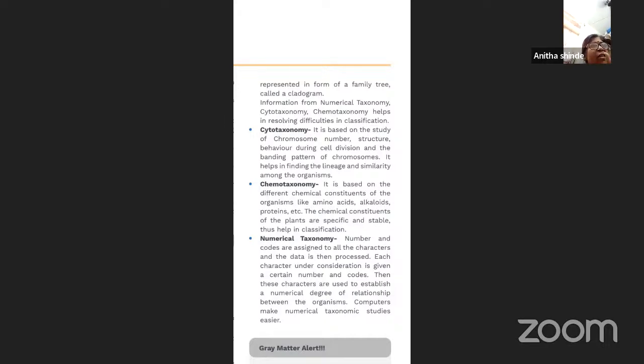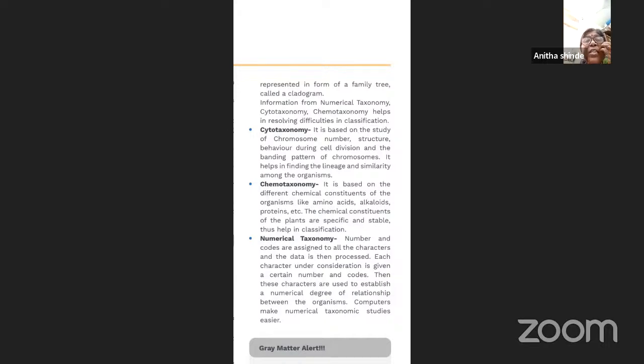And if you put it in the form of a picture, or in the form of a tree, that representation you call a cladogram. It will tell you, just by drawing a family tree, where you have come from and who your ancestors are. That is what we call the phylogenetic system of classification.